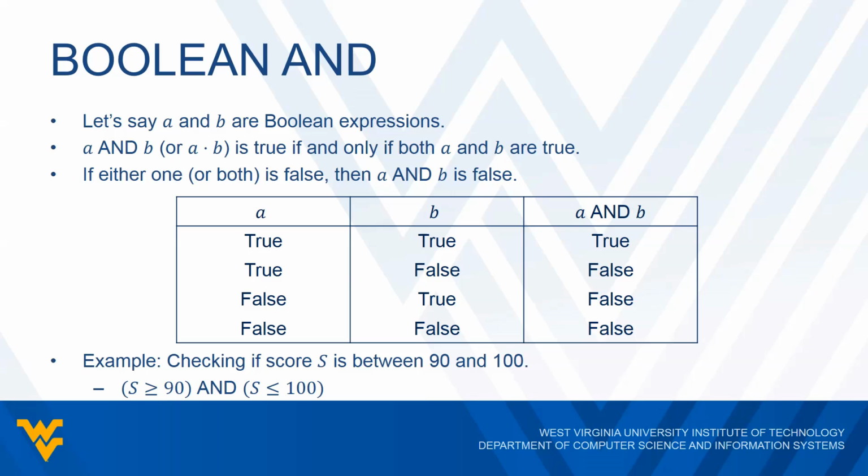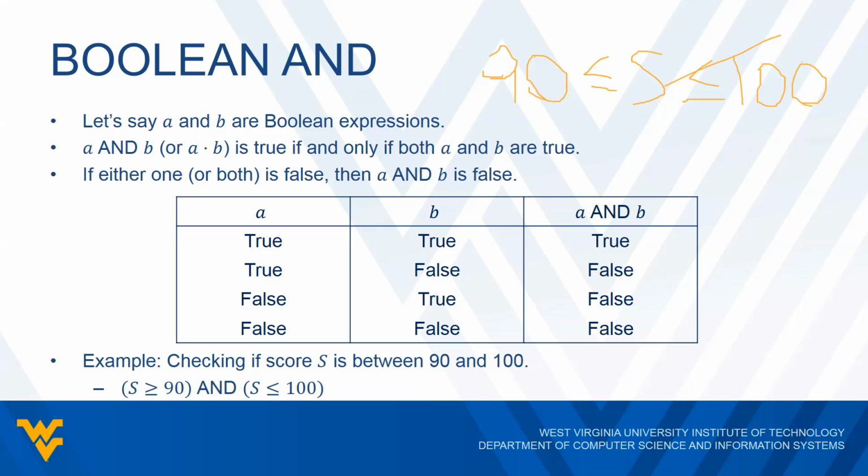Now you might be thinking, why can't we just do something like 90 less than or equal to s less than or equal to 100? So I'm going to try to write this out here. Why can't we do something like this, where we have 90 less than or equal to s less than or equal to 100? So why wouldn't this work?